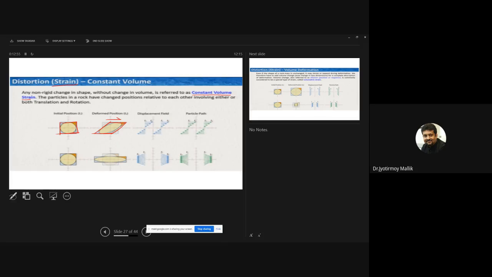But in here, because we are talking about constant volume strain in 2D, it should be constant area strain. So the area, whatever was here before deformation and after deformation, if you calculate the area, it should be the same, right? So that is what I mean by constant area strain in two dimensions or constant volume strain in three dimensions. Yeah. So this is the corresponding displacement path.